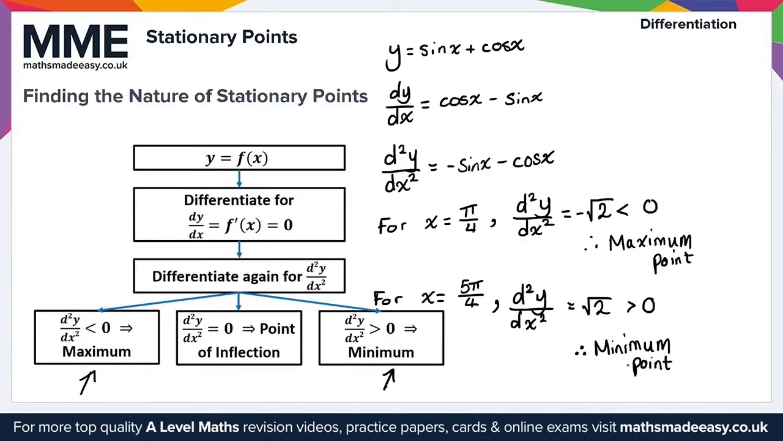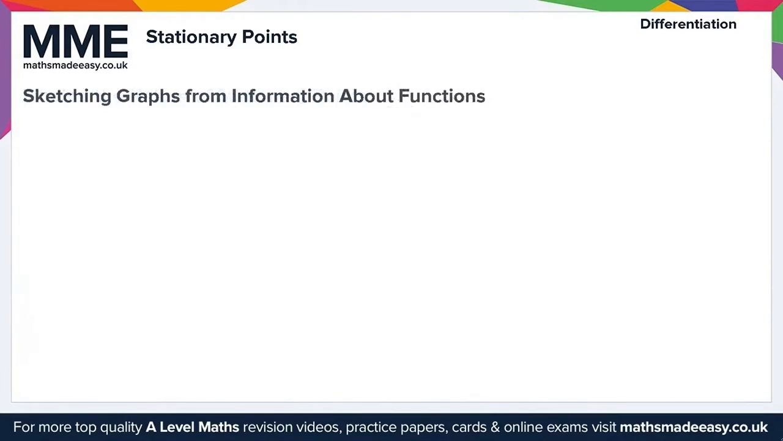So that gives us everything we need there for finding the nature of stationary points. And finally, let's move on then to take a look at sketching graphs from information about functions. So let's say we have a complex function with multiple terms. So for example, f of x is equal to 1 plus x minus 2 cos x, and x is between minus 2 pi and 2 pi, where this is measured in radians. Well, if we find the first derivative here, f prime of x, what would we get?